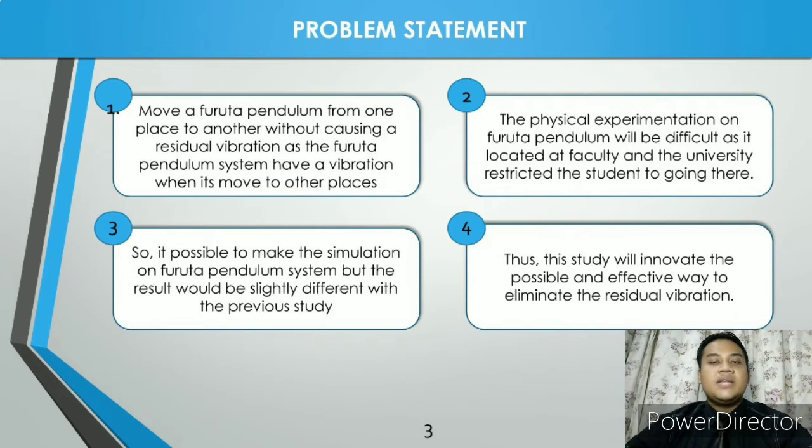Number 3 is it is possible to make the simulation on the full-rota pendulum system, but the result would be slightly different from the previous study. Number 4 is thus this study will innovate the possible and effective way to eliminate the residual vibration.